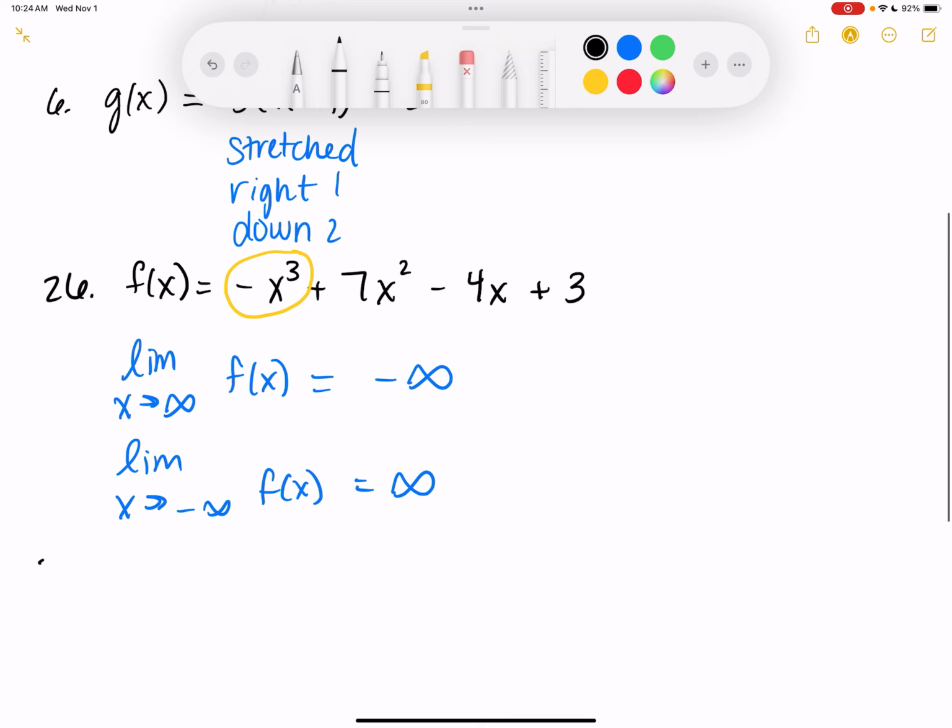28. F of x is equal to x cubed minus x to the fourth plus 3x squared minus 2x plus 7.